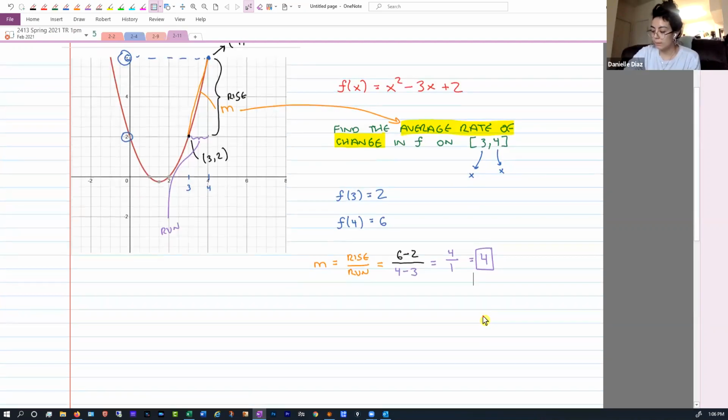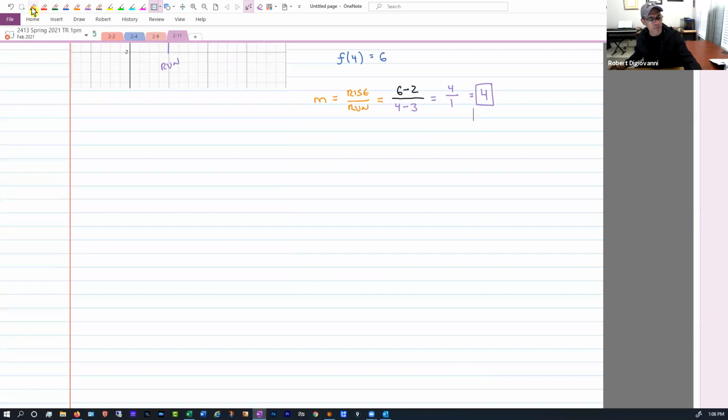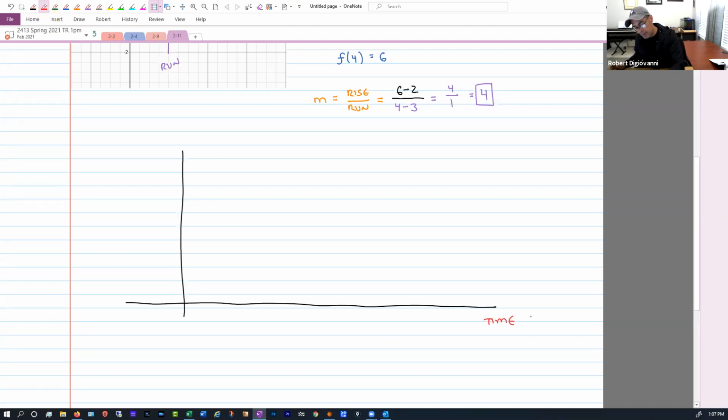No? Why do we call this average rate of change? Why can't we just call it the slope of the line? Well, it is the slope of the line connecting those 2 points. But the reason it's the average rate of change is because, let me show you a different example, just a real quick example that might help explain this. Let's say that this is time, in hours. And let's say this is miles. So this is a distance, measured in miles.